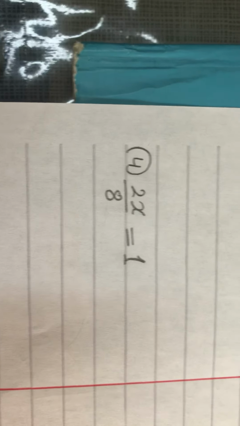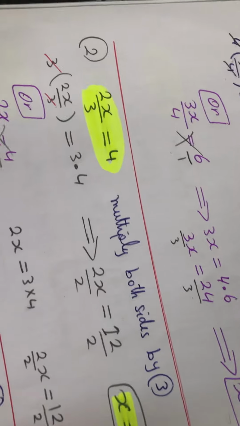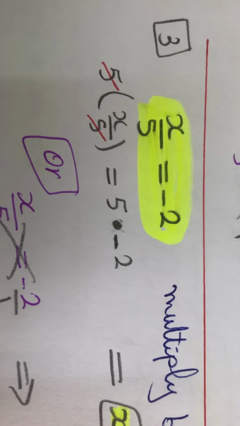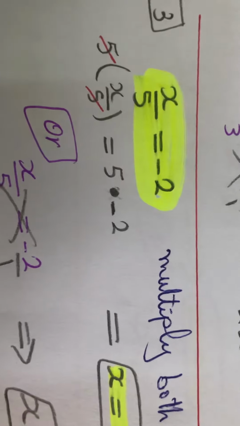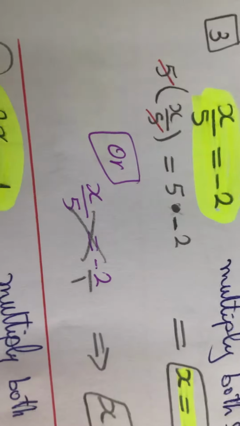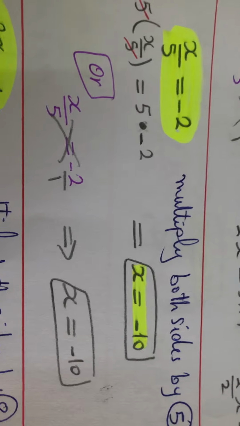In number 3 is the same idea. 2x over 8 equal 1. We can multiply both sides by 8 to clear the denominator or make cross multiplication. Okay, so I forgot to give you number 3. Number 3, also make cross multiplication or multiply both sides by 5. This is number 3. Multiply both sides by 5, so the left side contains x and the right side negative 10. So x equal negative 10. Or make cross multiplication. Put negative 2 over 1, so x multiply 1 equal x. 5 times negative 2 equal negative 10.